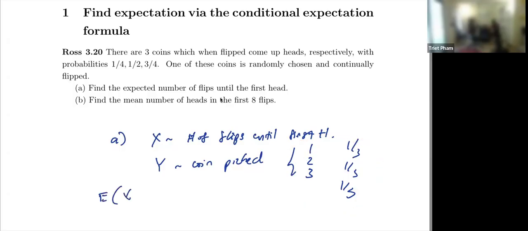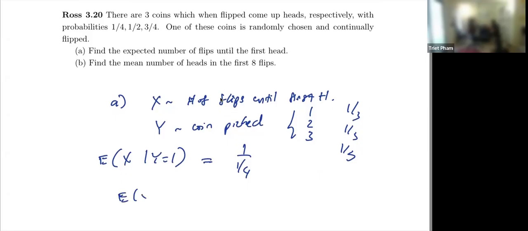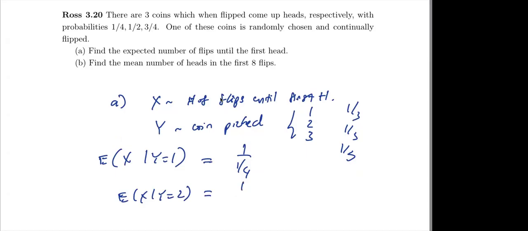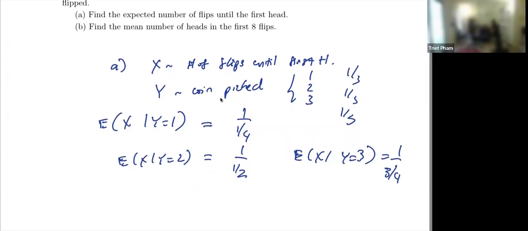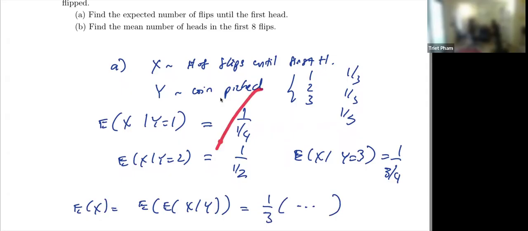So, for example, right now we have the expectation of X given Y equals 1 would be 1/4, let's say. And then X given Y equals 2 would be 2, and then 4/3. Correct. So that's the formalization of all that. And then, sorry, 3/4. And now the expectation of X is the expectation of X given Y equals y, which is going to be 1/3 times the sum of all these.